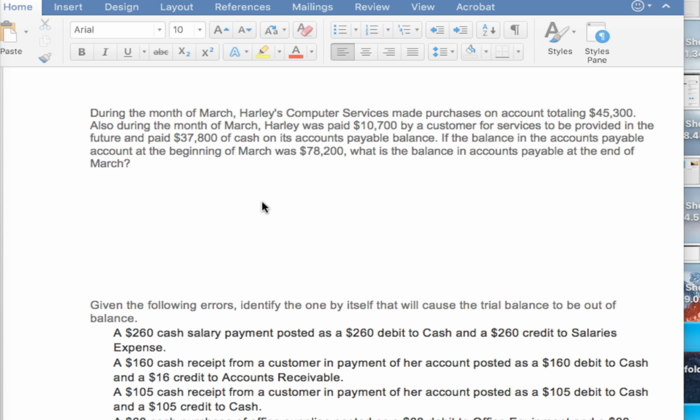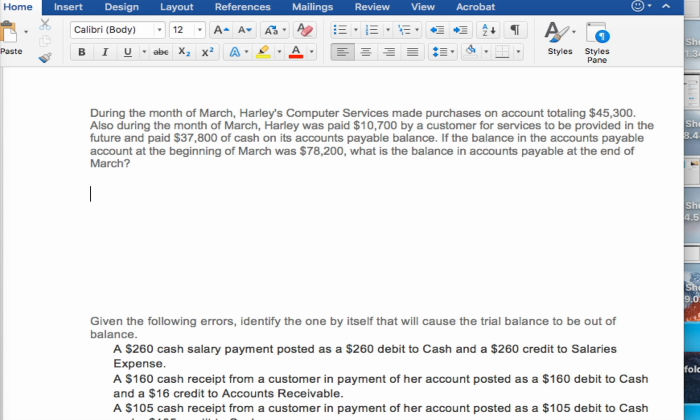During the month of March, Harley's Computer Services made purchases on account totaling $45,300. Also during the month of March, Harley was paid $10,700 by a customer for services to be provided in the future and paid $37,800 of cash on its accounts payable balance. If the balance in the accounts payable account at the beginning of March was $78,200, what is the balance in accounts payable at the end of March? Okay, anytime we're asked about a balance in an account, my suggestion would be to do a T account or a T chart to track that.